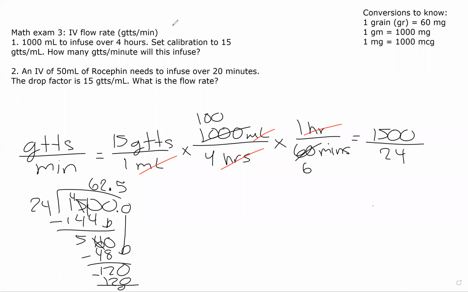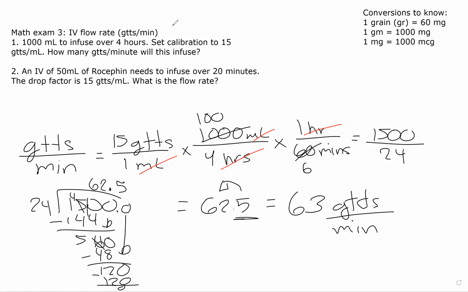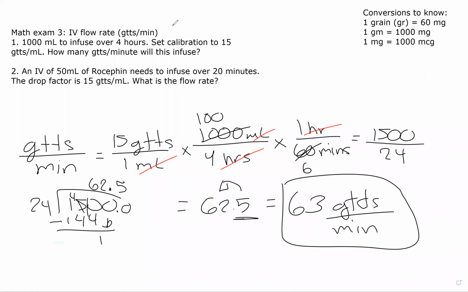So we have that this equals 62.5. We can't do half of a drop, right? So this needs to be rounded. The 5 will cause the 2 to increase by 1, making it 63 drops per minute. And so I'll just erase all this and we can do number 2.